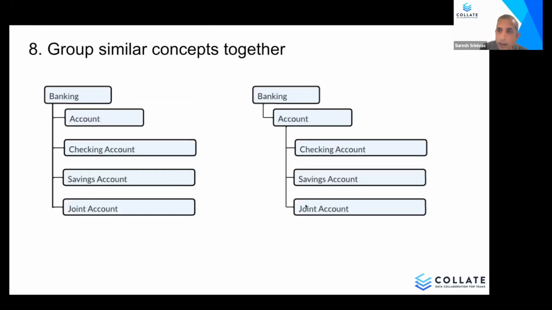Finally, right, group similar concepts together. This is a variation of the first best practice. Instead of having a flat hierarchy for related concepts like this, right? There's account, checking account, savings account, joint account. Now you can start grouping them and build a semantic relationship where account is a generic term, right? And these are more specialized or specific terms of account, right? So group similar concepts together. This will help you browse and understand your data through concepts very easily.